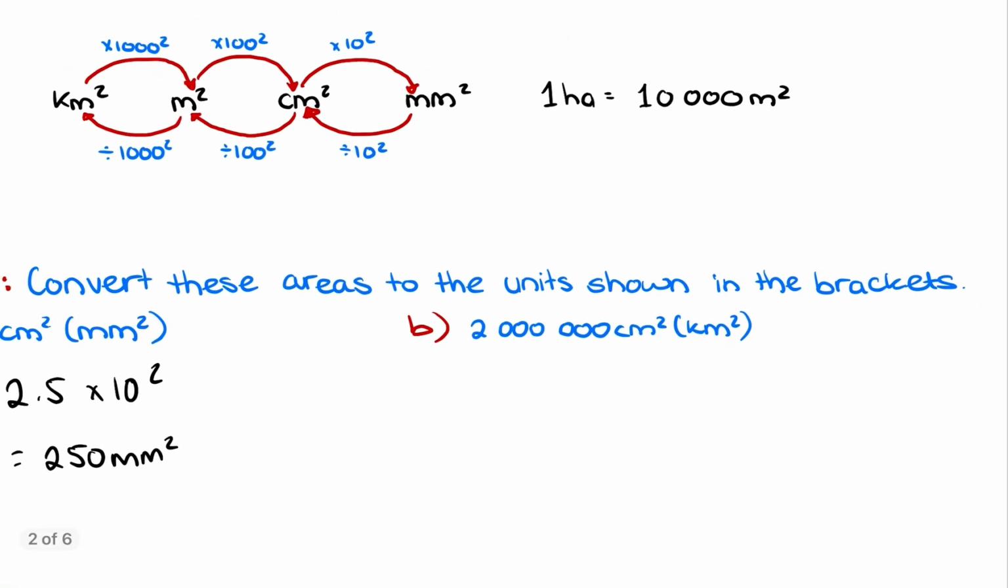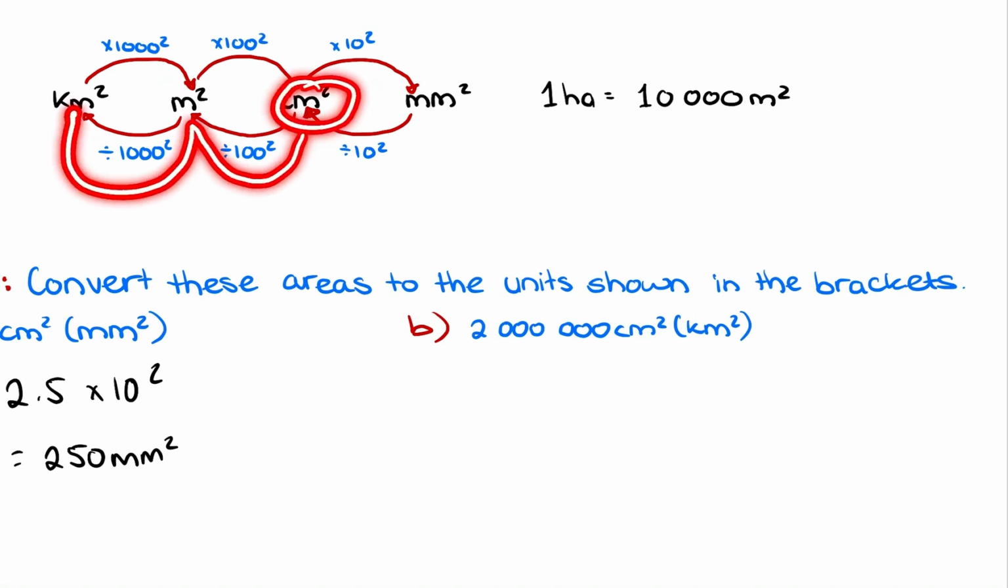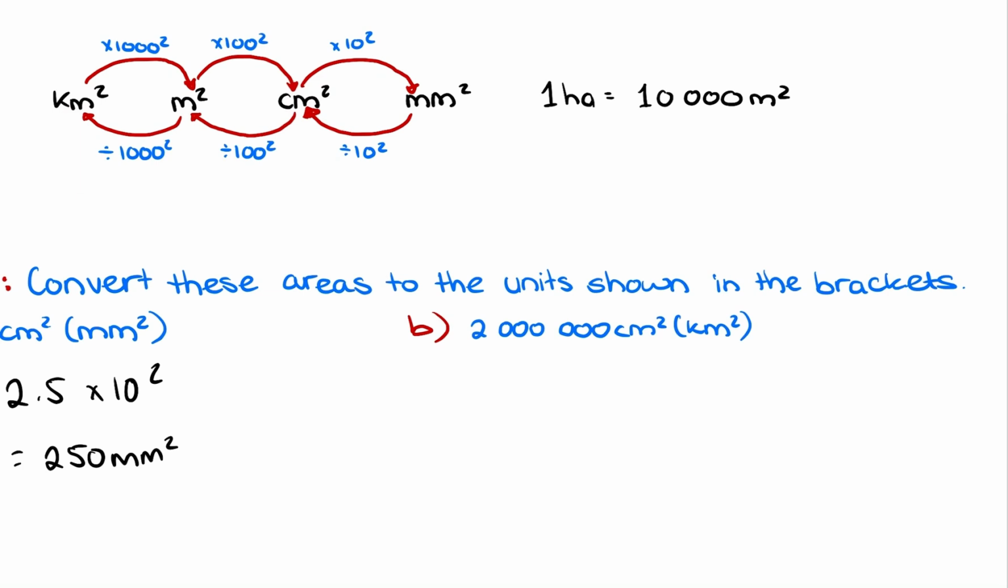Okay, now that's pretty straightforward and simple. Now let's go to our part B. This one, we've got 2 million centimeters squared and we need to go to kilometers squared. Okay, so we're going from centimeters here and we're going 1, 2. So we've got to do 2 steps to get there. So we're going to go 2 million and then we got to divide this time because of the way we're going. So we got to divide by 100 squared first.